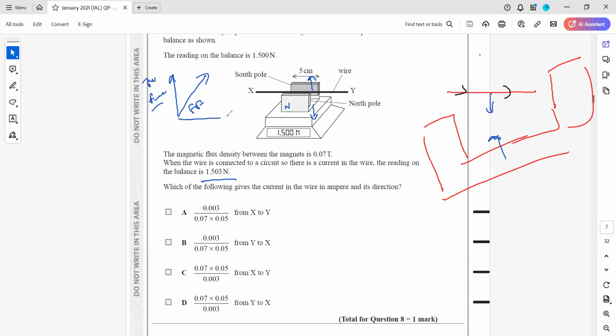So your second finger is pointing in this manner, from X to Y. So the current is from X to Y, and any option with X to Y is correct. Then what about the magnitude of the current?